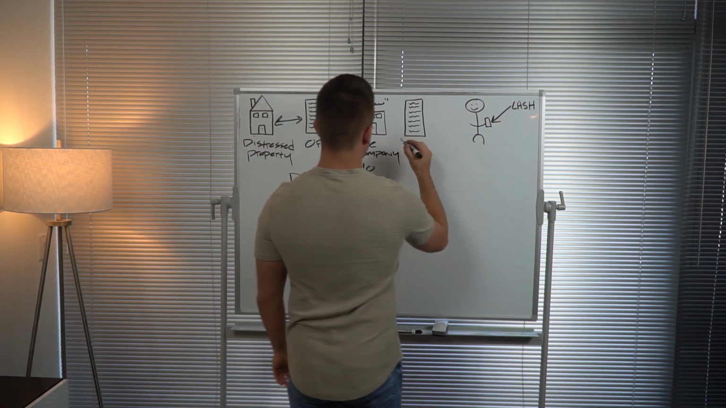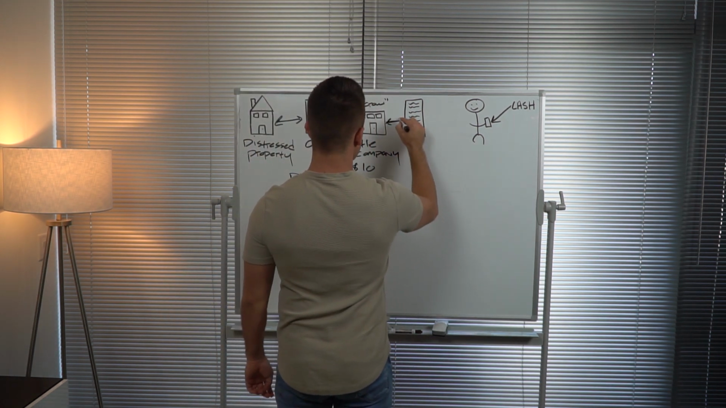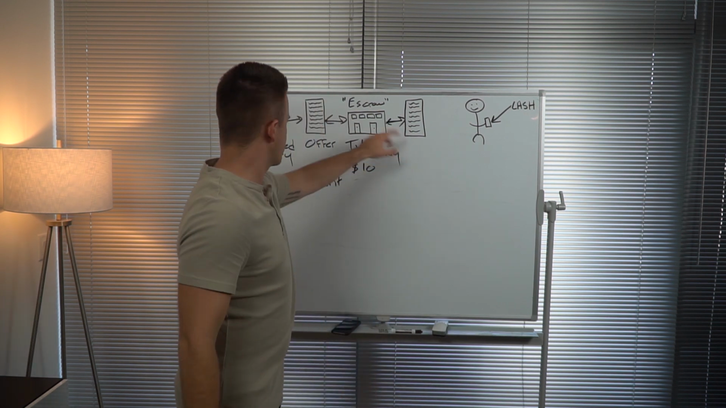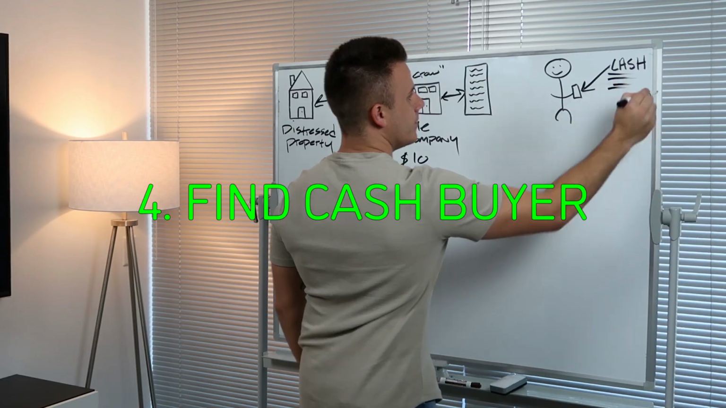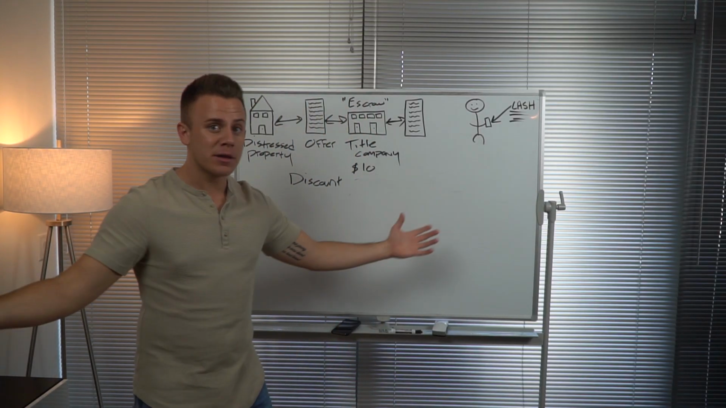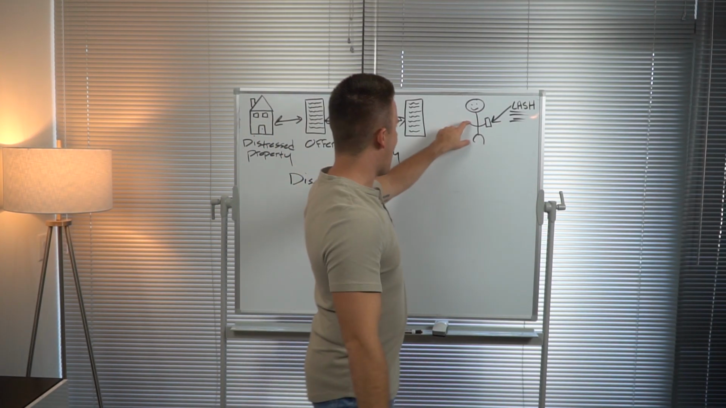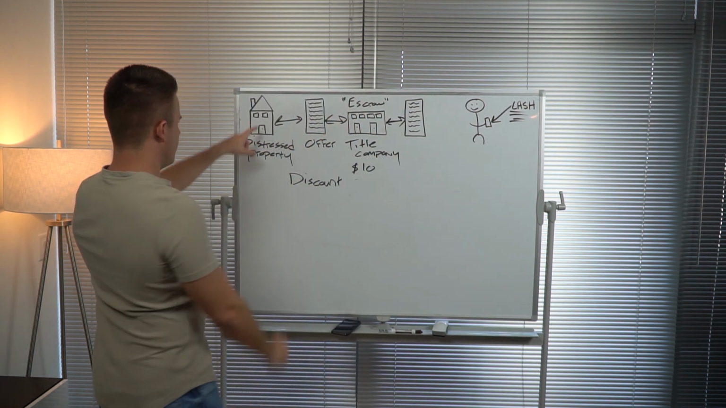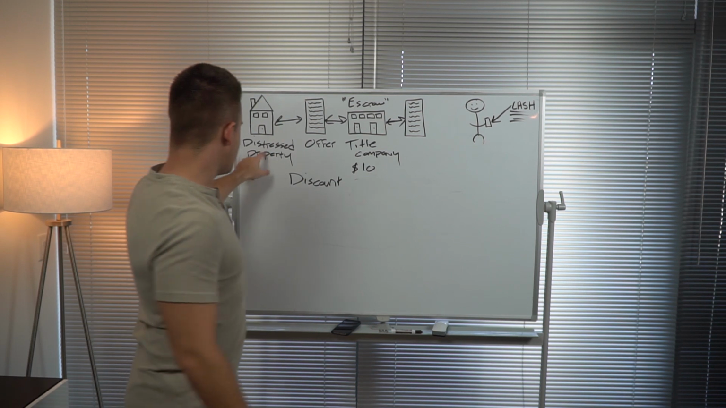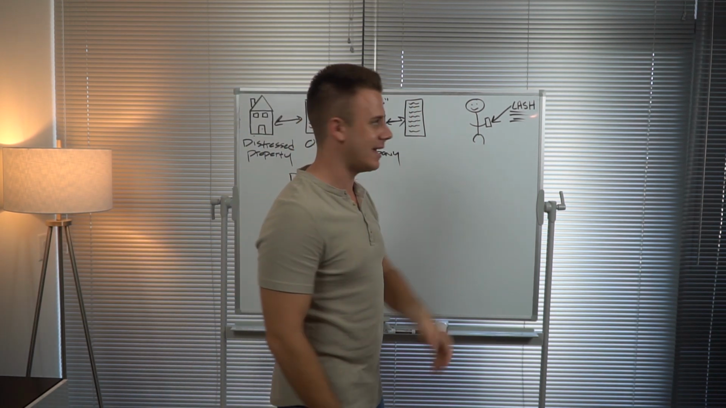For now, what I wanna talk to you guys about is what we're gonna do now that we opened escrow. We're gonna take this contract, the same contract, and we're going to find a cash buyer. There's cash buyers everywhere, and I can teach you in other videos how to find these cash buyers. This cash buyer wants to buy this distressed property, but for whatever reason, he couldn't find it because you're better at marketing than he is.